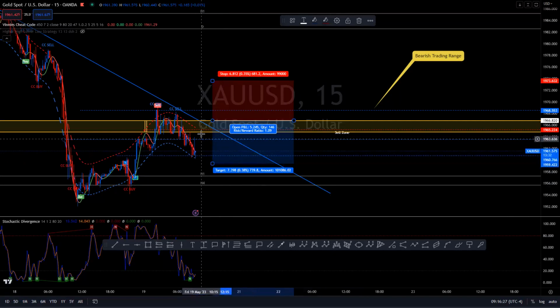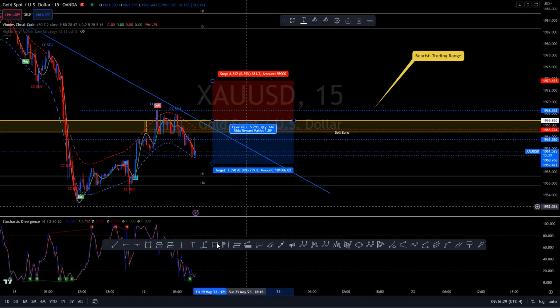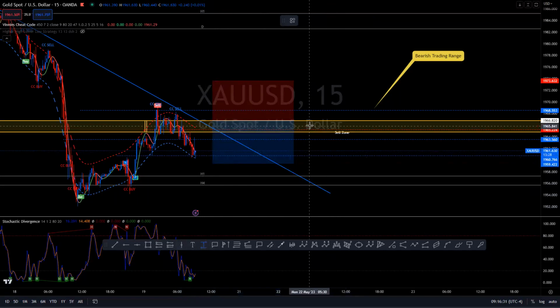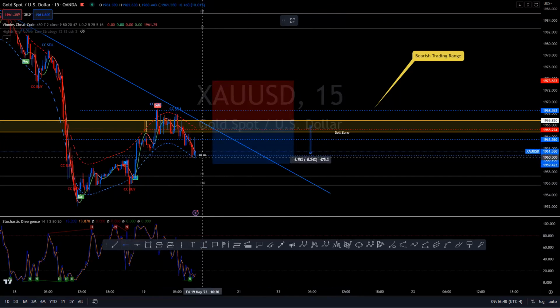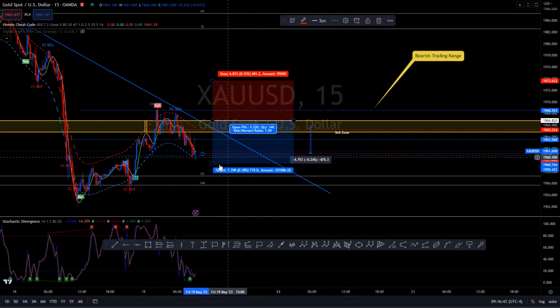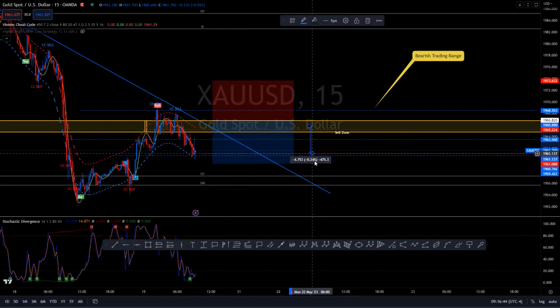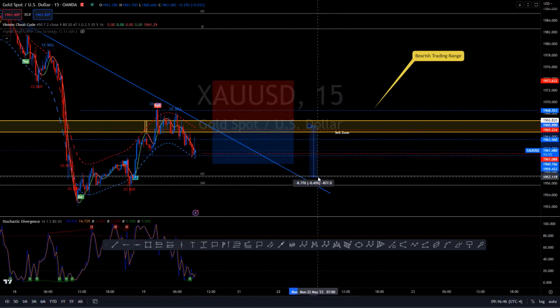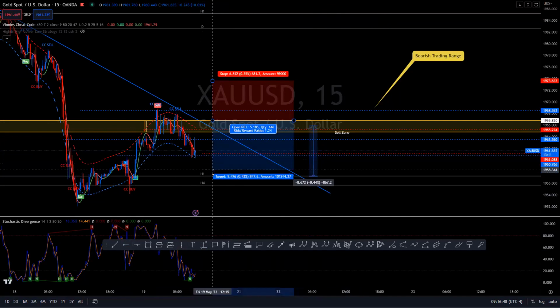It could be up to here by then and be ready to reverse. So if that happens, let's say here, I'll just focus on getting 450 points in gold. And then ultimately, go down into this liquidity.